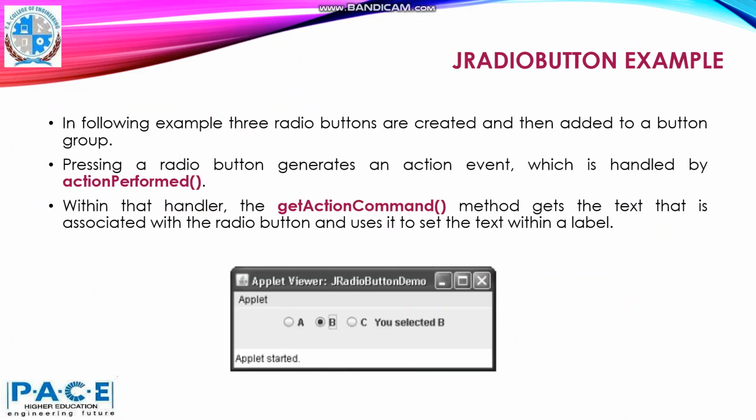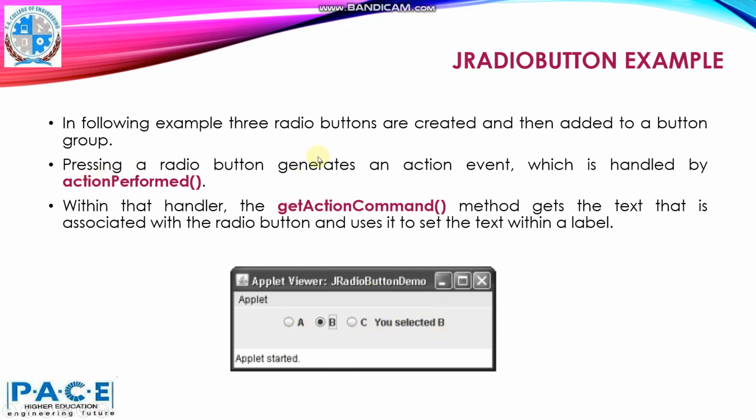Now we'll discuss an example of the use of JRadioButton. In this example, we create an applet with three radio buttons A, B, and C, and then we have a label. If button B is selected, then the label displays you selected B. If button C is selected, it displays you selected C. If button A is selected, it displays you selected A.